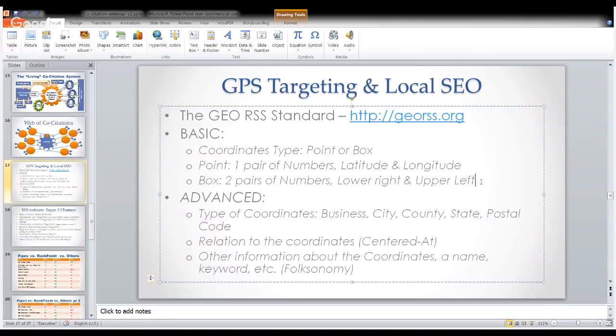FeedBurner does have, what do they call it, a geotag or geosplicing or something like that as a function. Yeah, it's in one of the optimize submenus under FeedBurner, where you could add a zip code or specific geo coordinates. But okay. That was it. It was like you couldn't add a lot beyond that. So right.